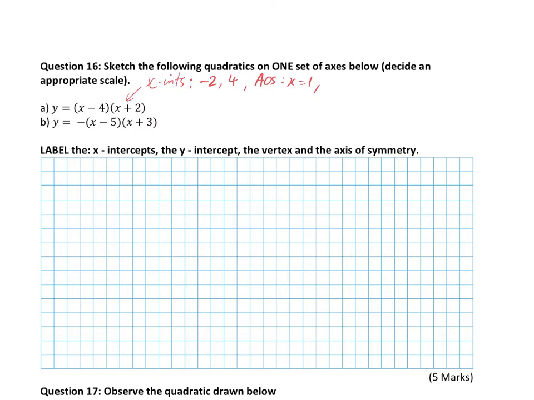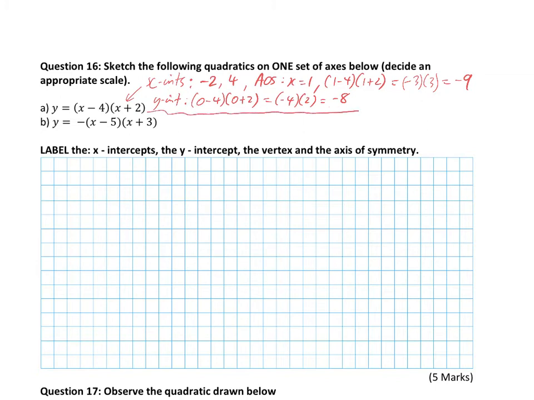The vertex is going to be when x is equal to 1. So it's going to be 1 take 4, 1 plus 2. 1 take 4 is negative 3. 1 plus 2 is 3. Negative 3 times 3 is negative 9. And the y-intercept is when x is equal to 0. So y-int is going to be 0 take 4, 0 plus 2, negative 4 times 2, negative 8. That's the first one.